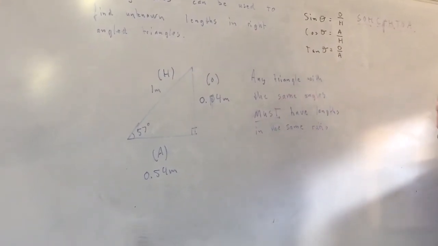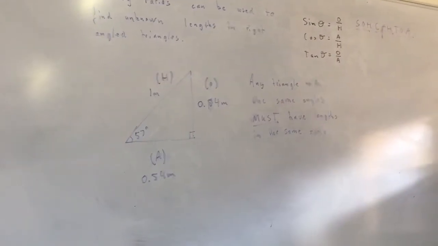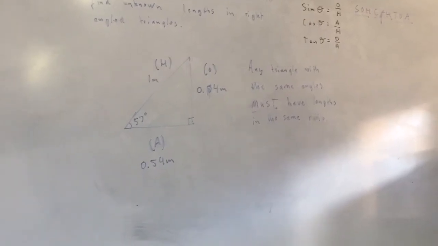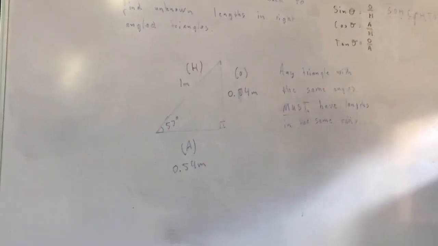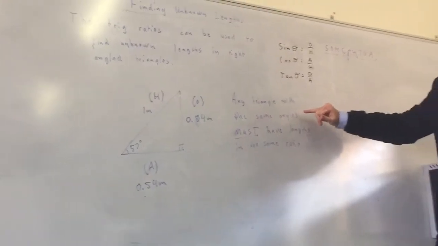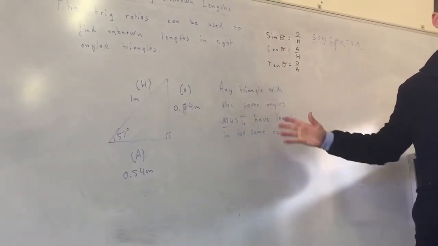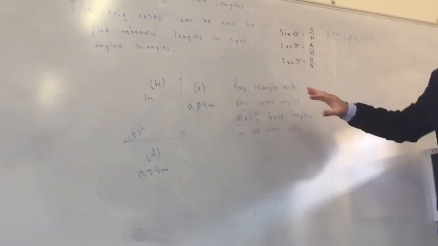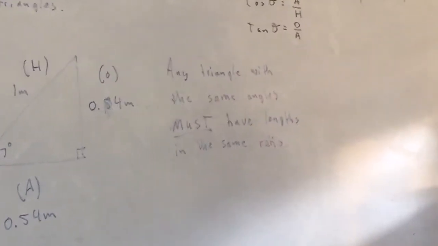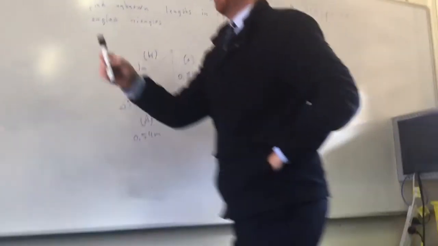And what we're going to learn today is, we had a bit of a play with this yesterday, what we're going to look at today is a more formal way of approaching this. So the idea is that if we have any triangle that has the same angles, they must also have side lengths that are all in the same ratio. That's the idea of what we're doing here. And if we know one of those lengths, we should be able to find the other one. So let's look at a couple of examples on this side, please.